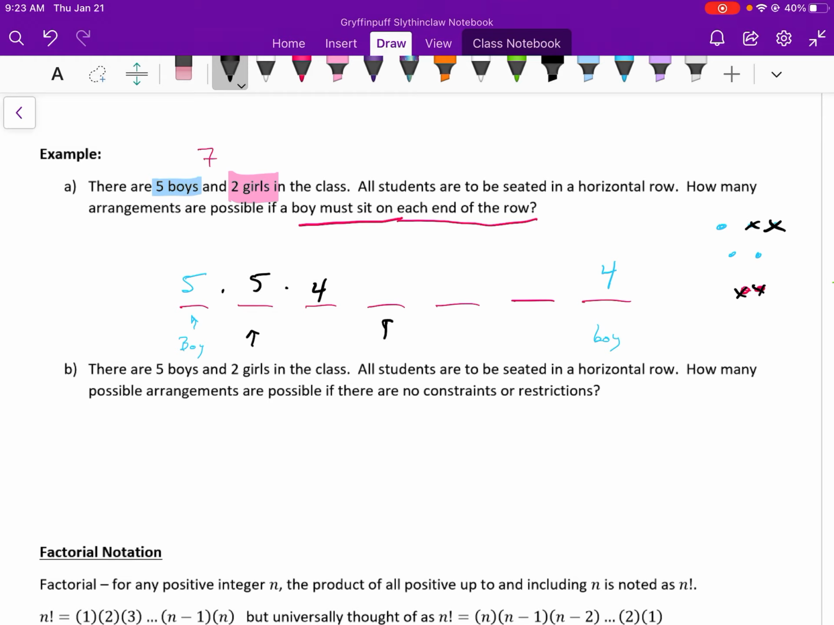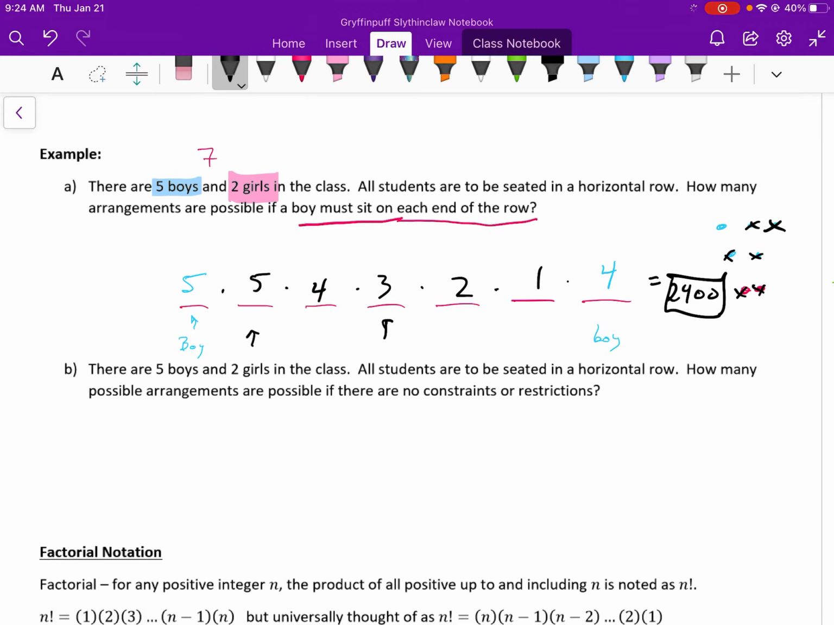And in the next seat, well, there's 4 possible people. And in the next seat, there's 3 possible people. And in the next seat, there's 2 left. And we arrive when there's only 1 person left. And there we have it. So there are 5 times 5 times 4 times 3 times 2 times 1 times 4 possible arrangements. So I'll just quickly do that on my calculator. I encourage you to do the same.